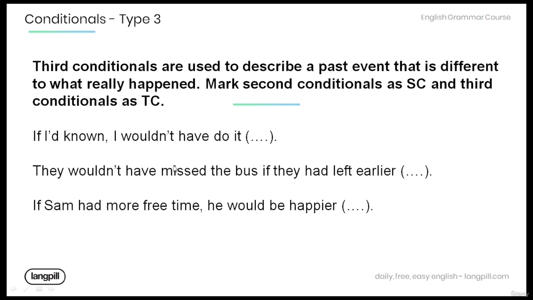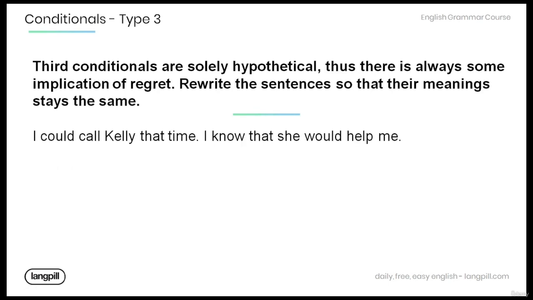If I'd known, I wouldn't have done it. Third conditional. They wouldn't have missed the bus if they had left earlier. Third conditional. If Sam had more free time, he would be happier. Second conditional. Also remember that third conditionals are solely hypothetical. Thus, there is always some implication of regret.